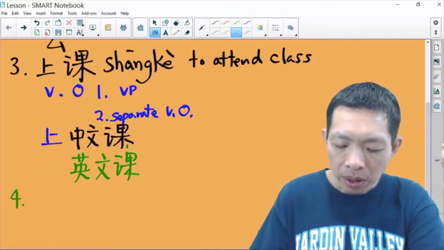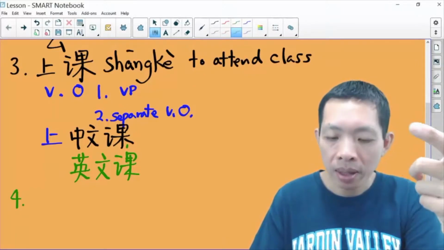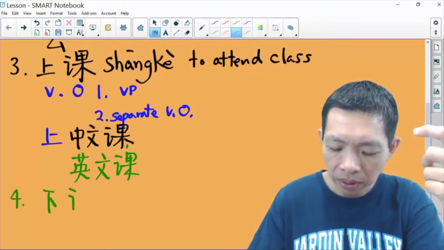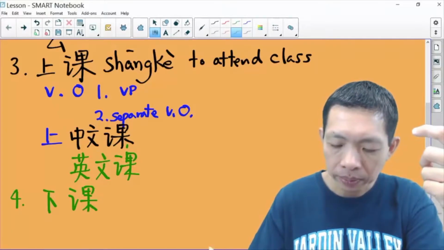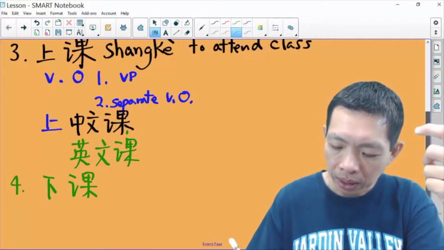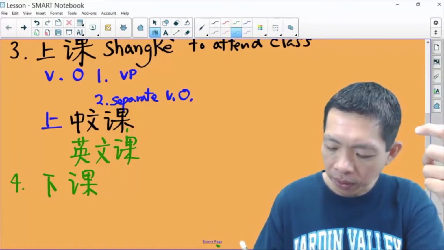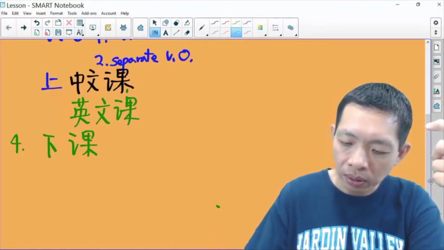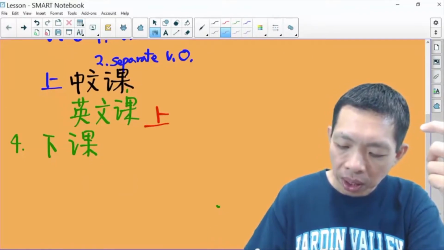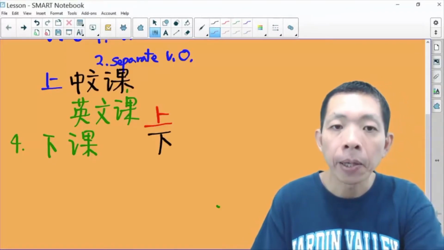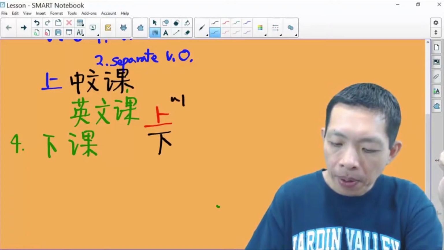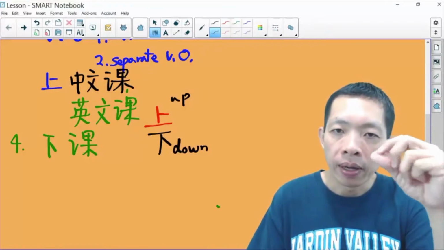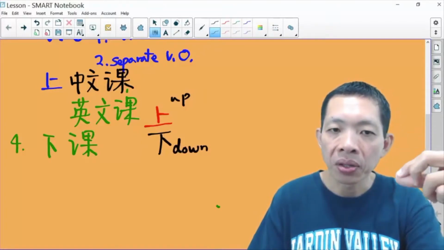Number 4, if you have 上课, to attend class, you definitely have class dismissed, 下课. Now here it's kind of off topic, not really, but I want to talk about these two characters a little bit. This is 上, right? And this is 下. This is up, this is down. We're going to look at these characters in the next couple of lessons too, 上 and 下.